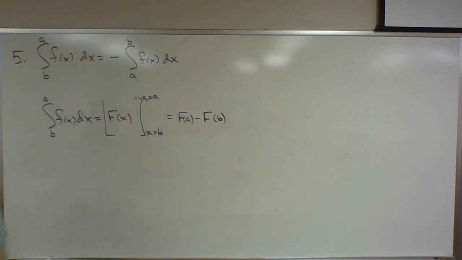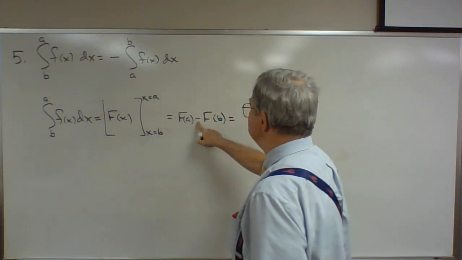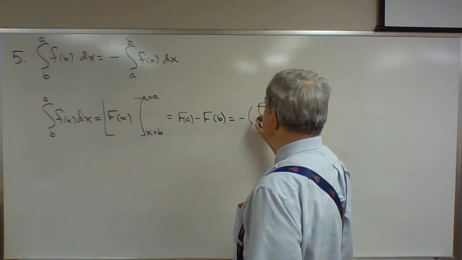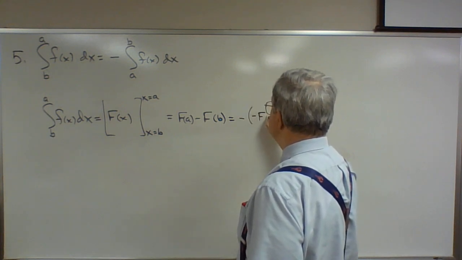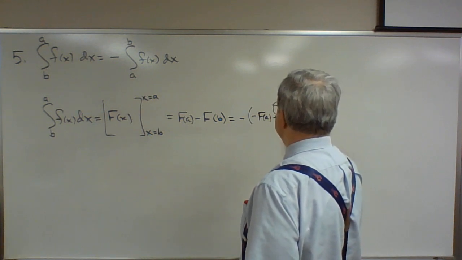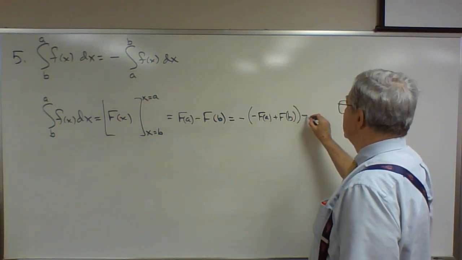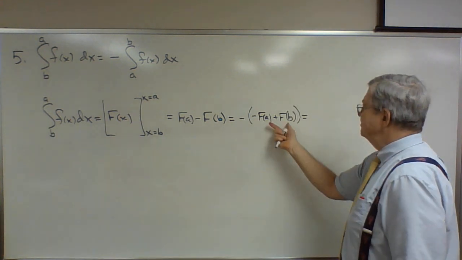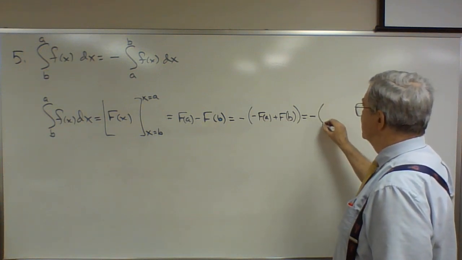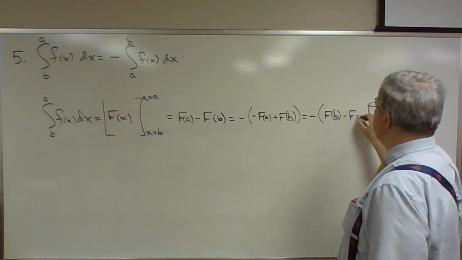And I think what I'm going to do now is factor a negative sign out of this. That's going to be negative f of a plus f of b. And now I'm just going to put the positive term first in here. So I'll get f of b minus f of a.